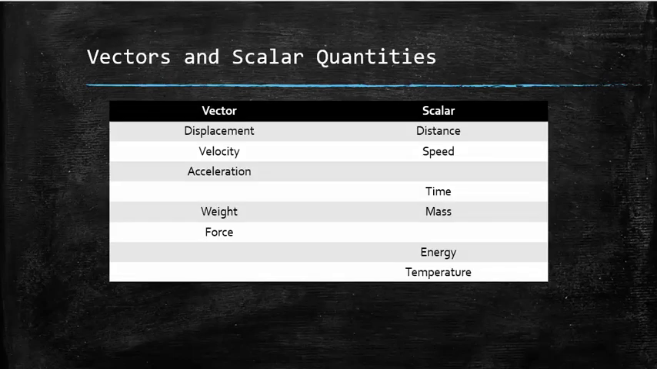Here's a list of vectors and scalars. There's a couple that are similar, but the calculations are different and their meanings are different. The vector for position is displacement, and its scalar is distance. The vector for how fast you're moving is velocity, and its equivalent scalar is speed, but they're not the same thing. We do tend to use them interchangeably, but be careful. Acceleration is a vector, weight is a vector, and force is a vector. Time, mass, energy, and temperature are all scalars. The big difference is whether direction matters or not.